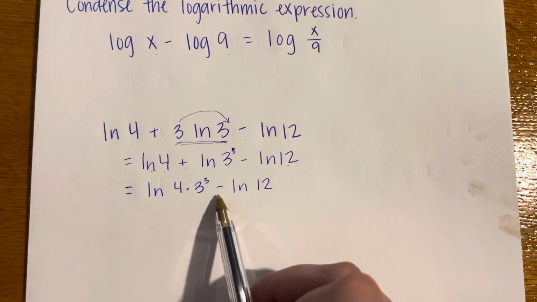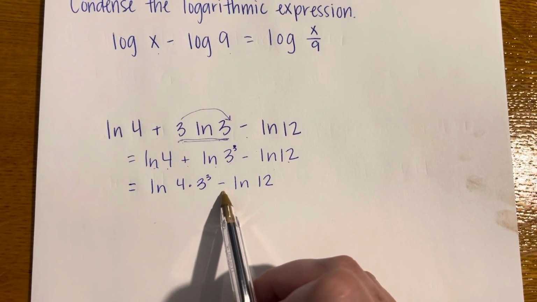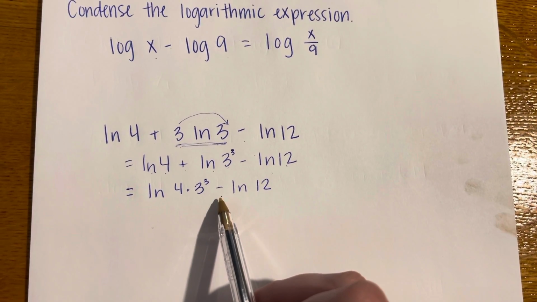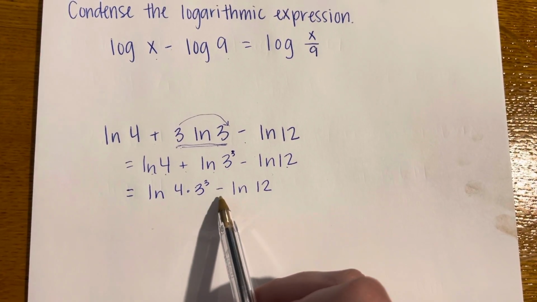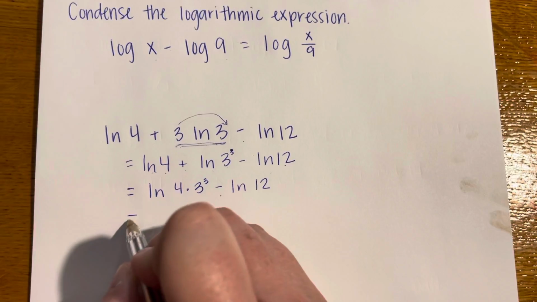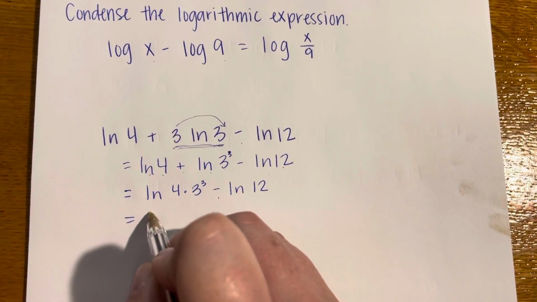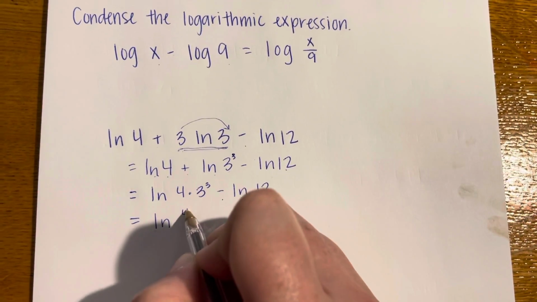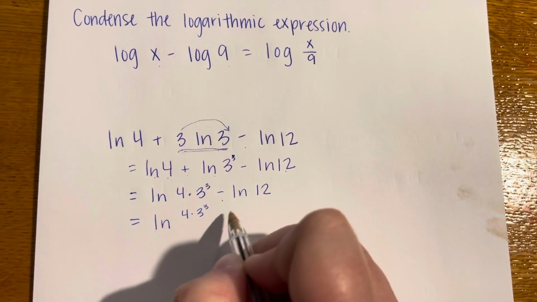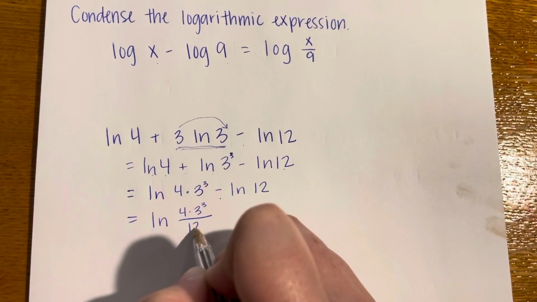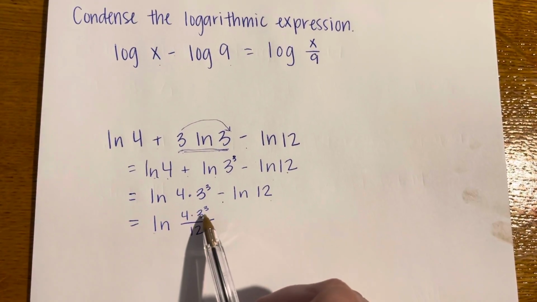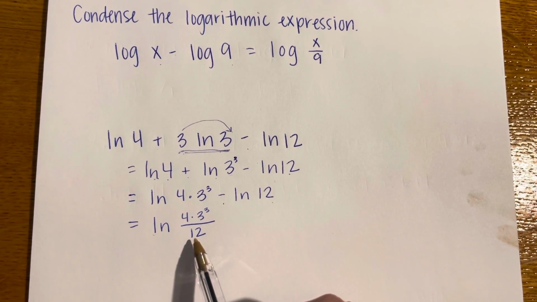The next step would be to get rid of this minus sign, so I can combine these logs. Minus brings to mind quotient property, which is when you divide something, you end up subtracting them. So they have the same base, both the natural log. Now I'm going to have 4 times 3 cubed over 12, because it was this minus 12, so I'm going to put that over 12 instead.